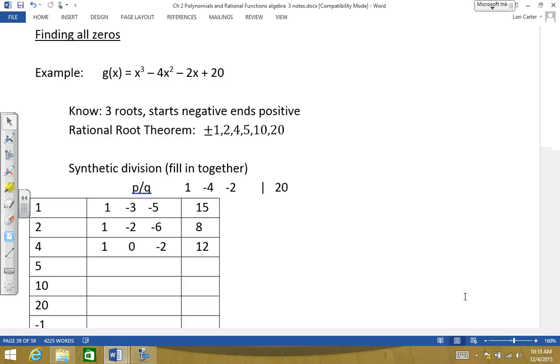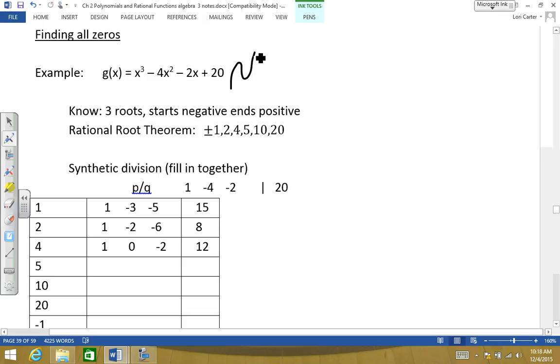Why? Because it's odd, and positive tells you how it ends. So I know this graph looks like so. Odd is the cube. Positive tells you how it ends. So I know what this thing looks like, or have a general idea of what it looks like, before you start. If you don't do that, sometimes your graph's kind of weird.